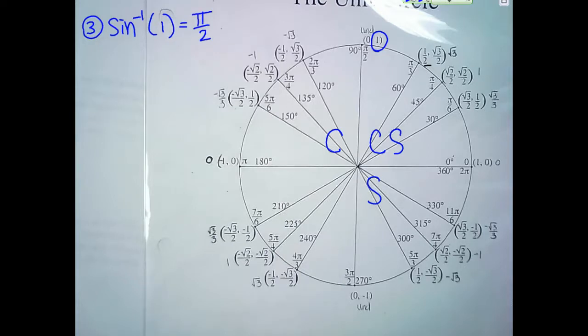Okay, the next one, number 4. The inverse cosine of negative root 2 over 2.